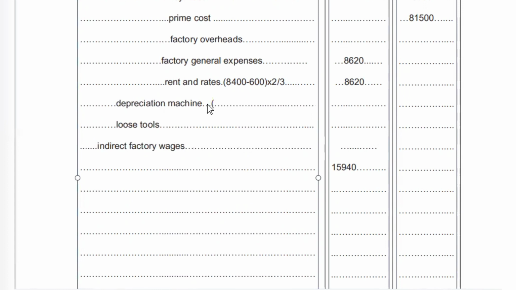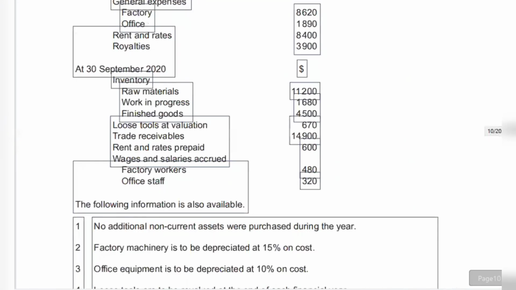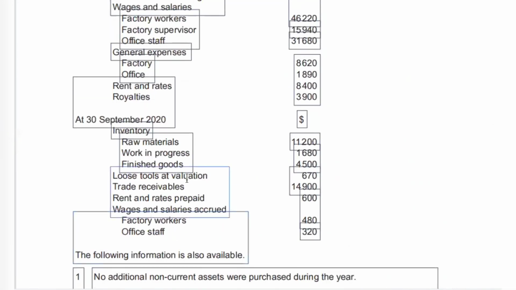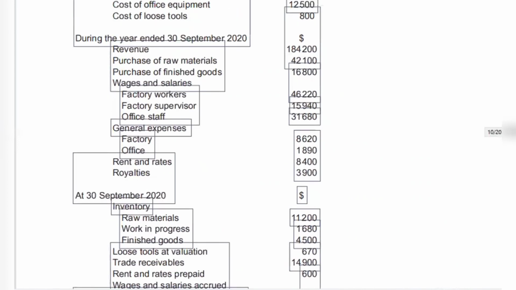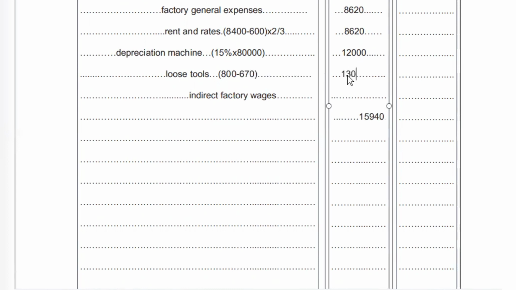Depreciation is 15% on cost, that is 80,000. So it will make 12,000. Then we have loose tools. The loose tools at valuation was 670 that were closing, and we had opening of 800. So we have 800 minus 670, opening minus closing, that will give us 130.